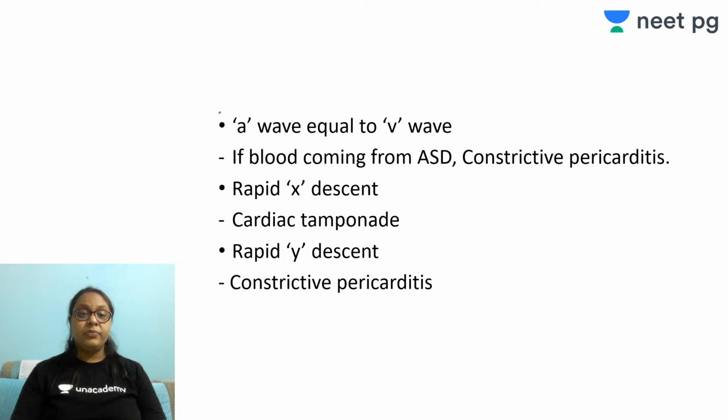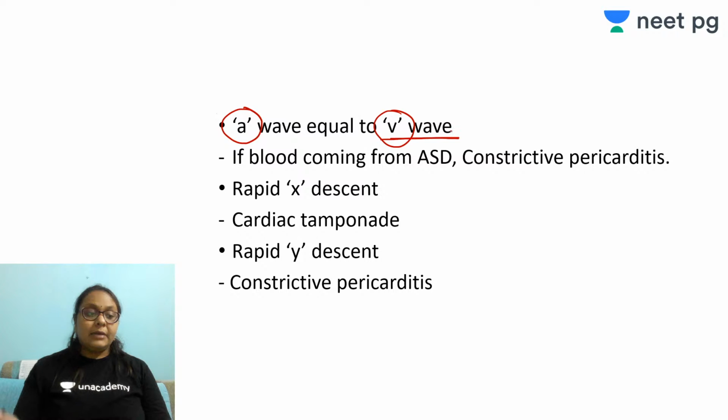Now, I told you normally the A wave is more than the C wave and V wave. So what happens if the A wave is equal to the V wave? That means the blood is coming from the ASD or constrictive pericarditis. Just remember these conditions.